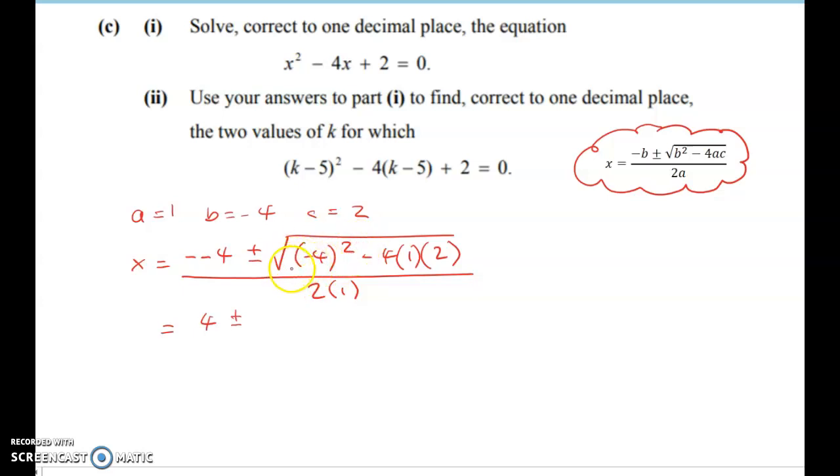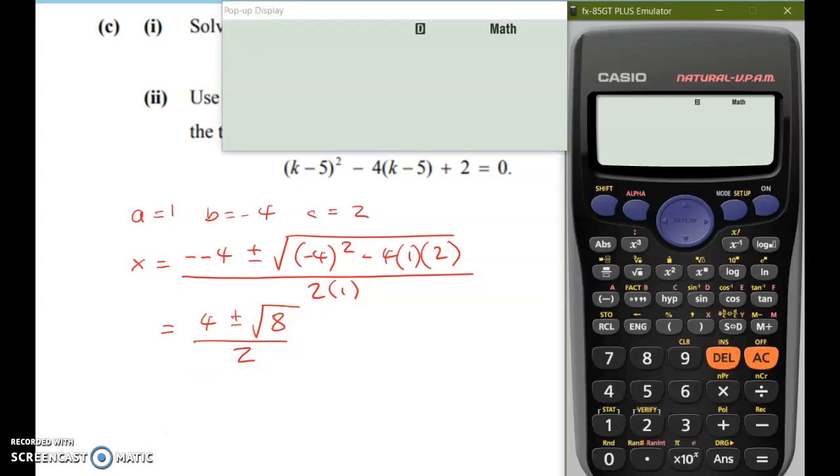Sometimes your calculator gives you the wrong number compared to the question, and sometimes you just get a math error. So make sure you've got brackets around that. So -4 all squared minus 4 lots of 1 lots of 2. So it's basically 16 take away 8, which is 8, and then that's all divided by 2. Now, you might want to get your calculator, and you can do the whole thing on a calculator all in one go if you want to.